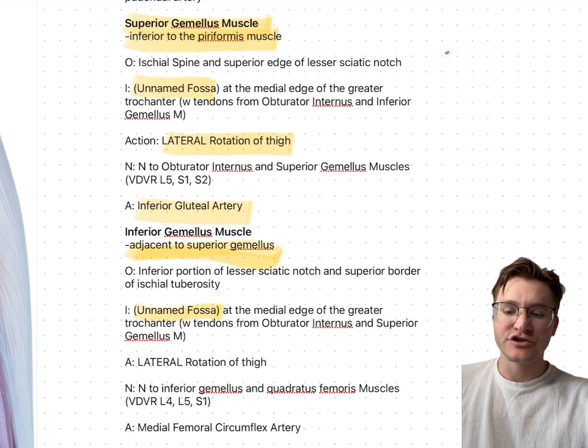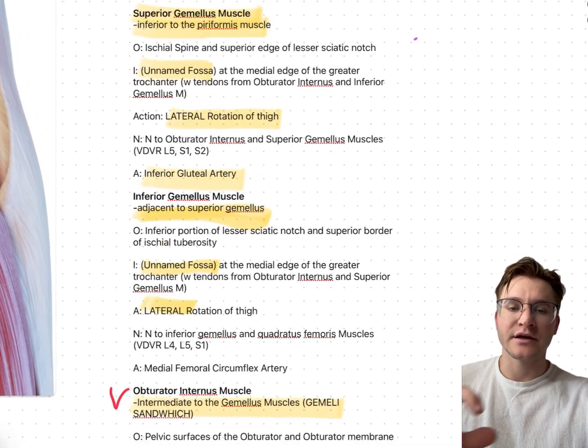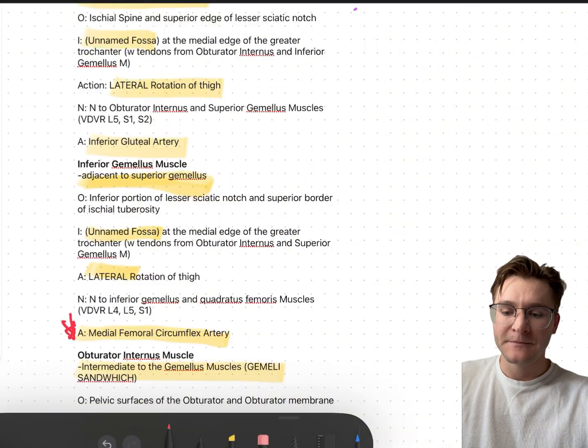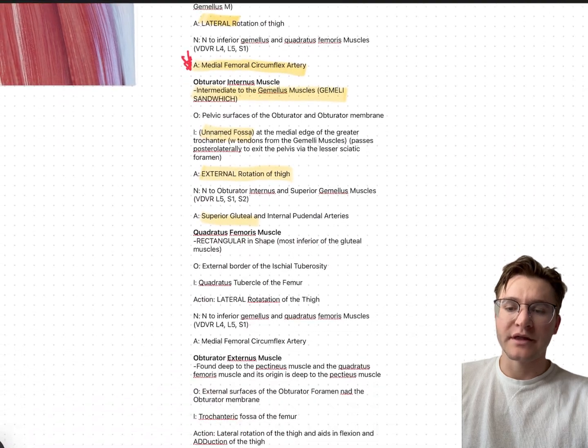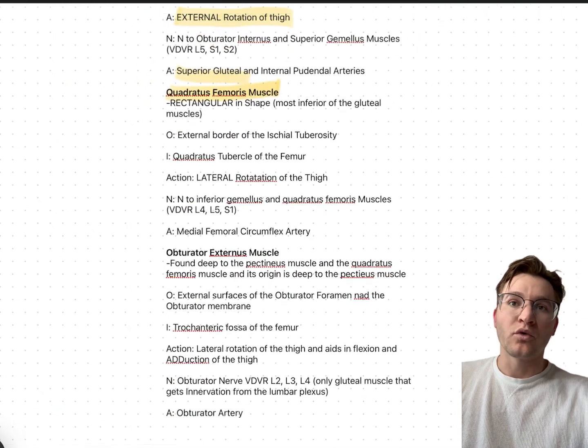So we have our inferior gemellus muscle. It's adjacent to our superior gemellus muscle, and once again it creates a gemellus sandwich with our obturator internus in the middle of those two. Its origin is going to be the inferior portion of the lesser sciatic notch, and its insertion is the unnamed fossa.